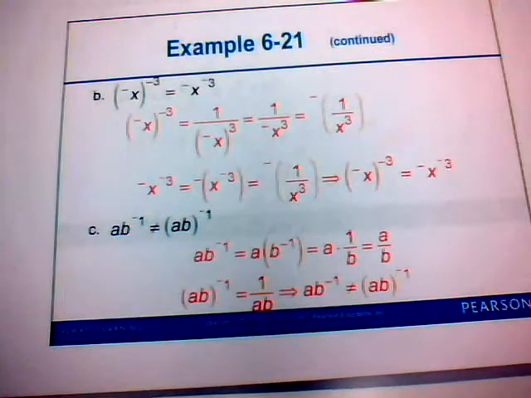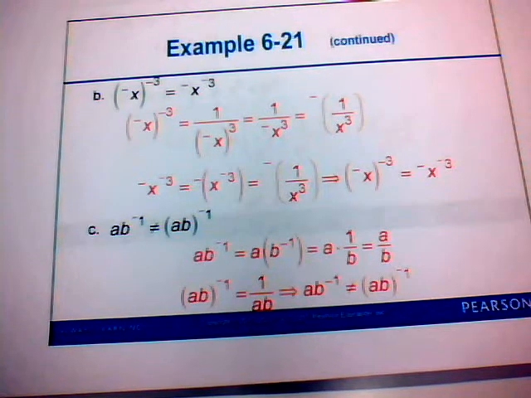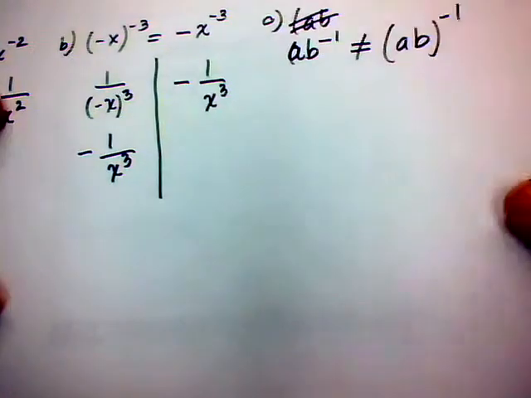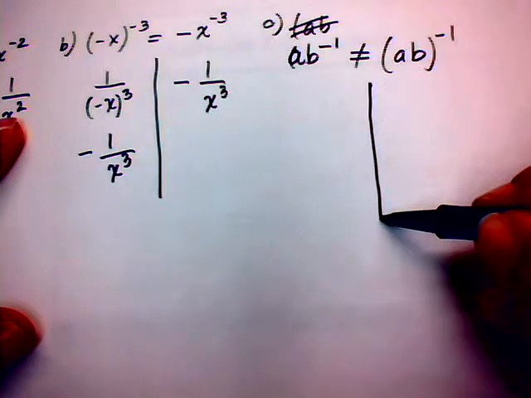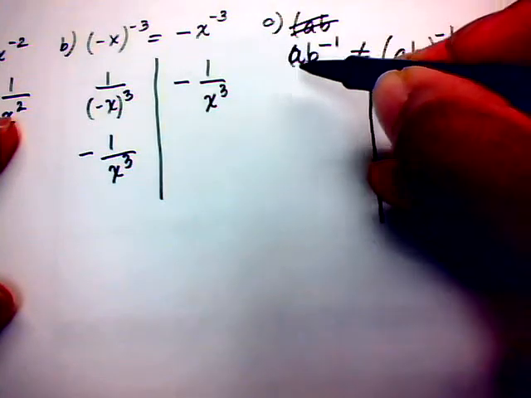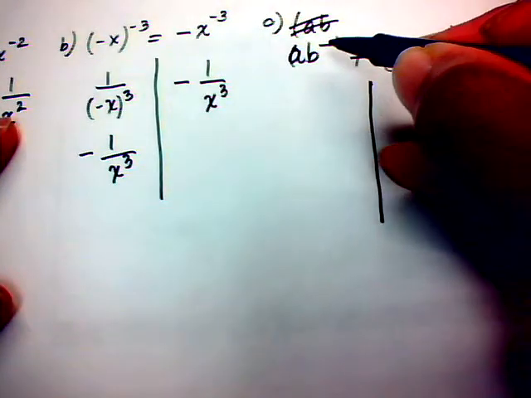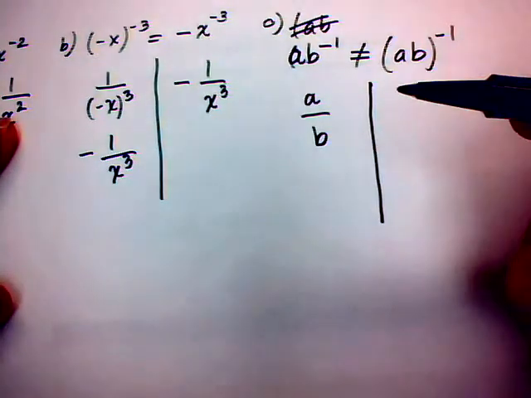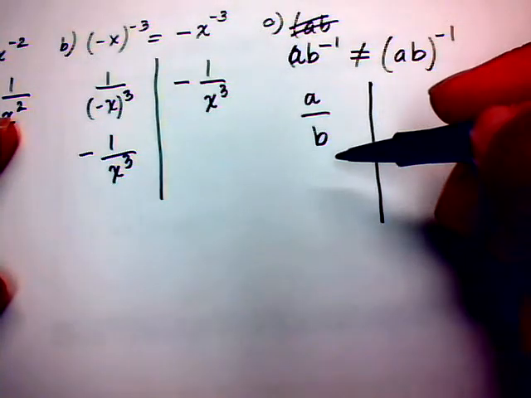Okay. And I also want to show that a b to the negative 1 is not the same as ab in the parentheses raised to the negative 1. Okay, now take a look at this. Now, only the b is raised to the negative 1, so the a will be on top. The b will be in your denominator. So this will end up being a over b.